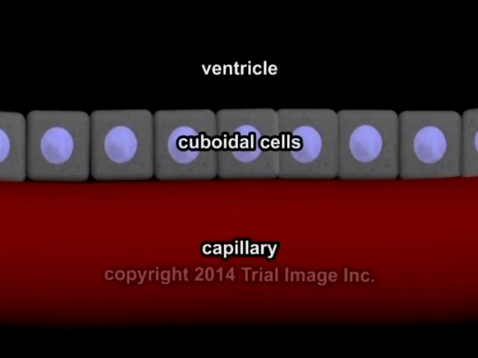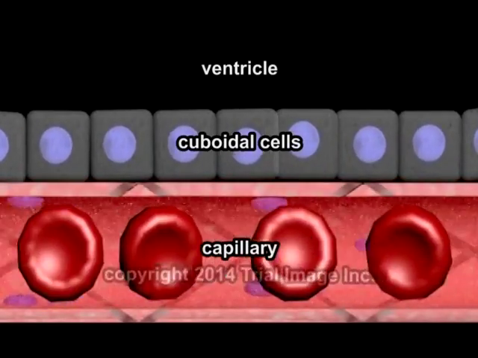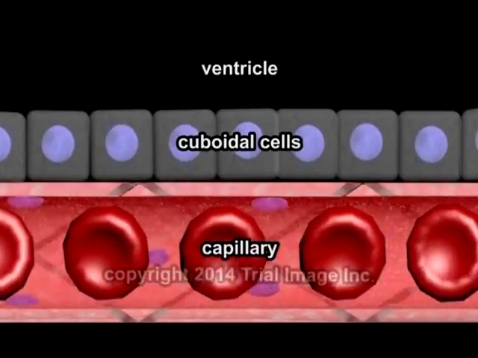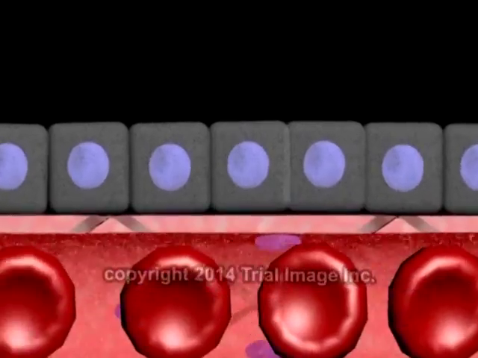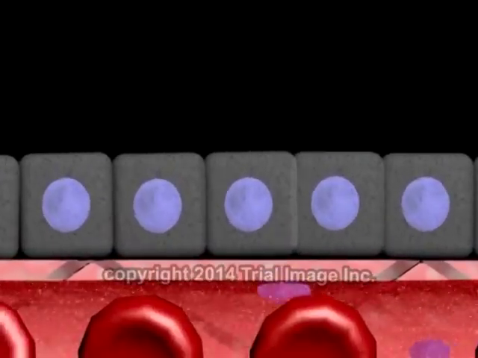Here in a close-up view we see the layer of cuboidal epithelial cells interposed between the capillary and the ventricle. Like all capillaries, those of the choroid plexus have a wall which is a single cell thick. This allows for ready transport of ions and molecules to and from the capillary.